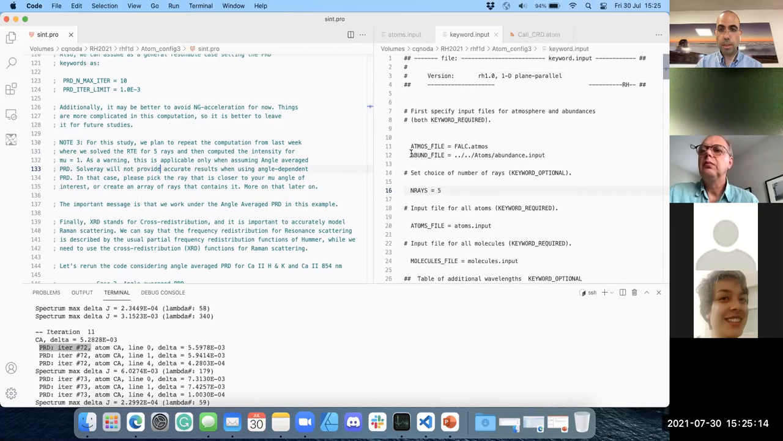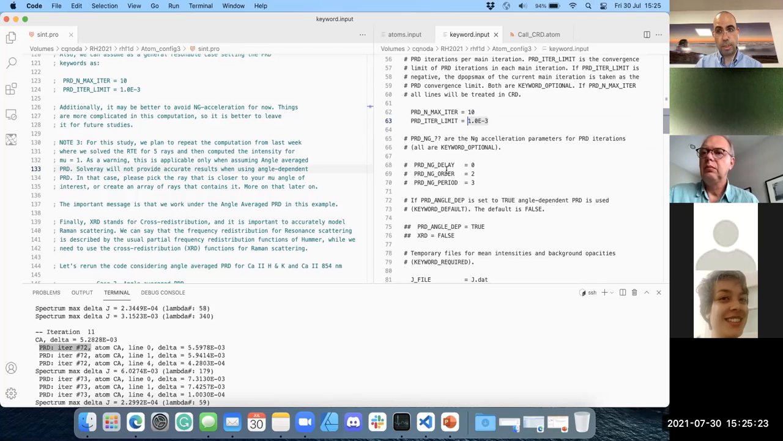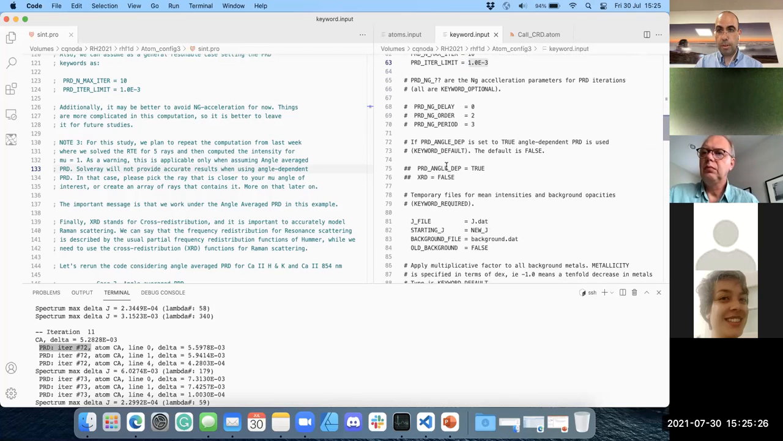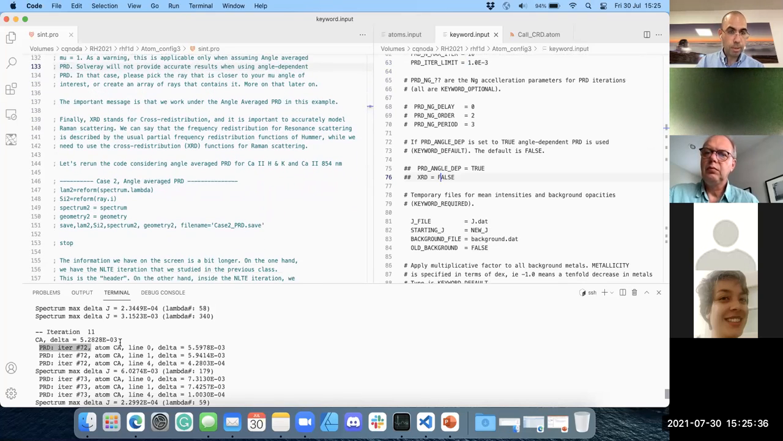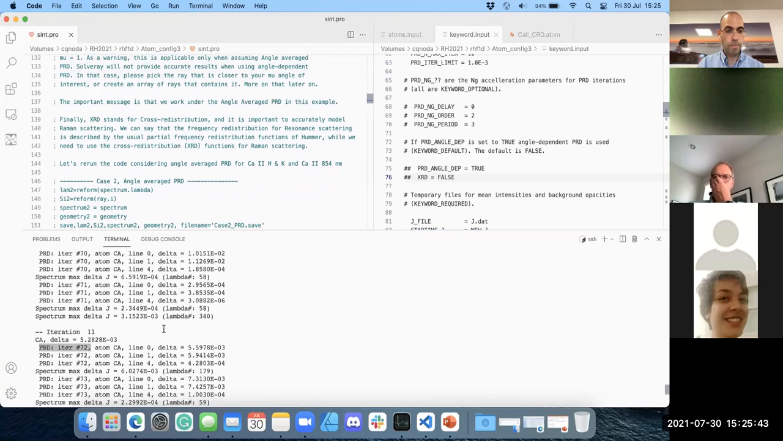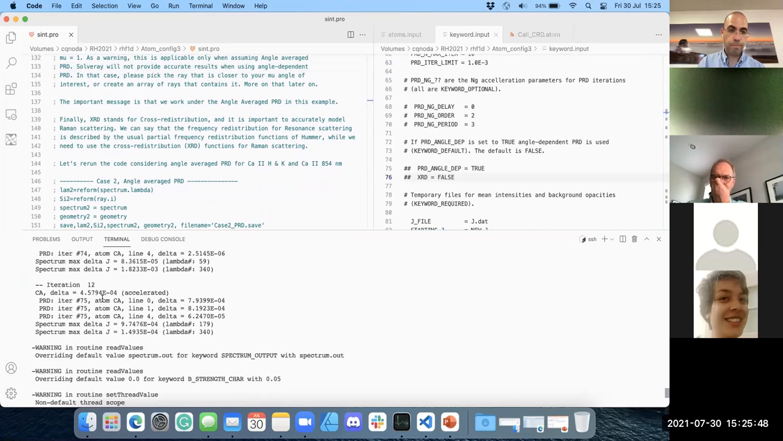So in the keyword.input, we specify a number of iterations and a reasonable limit. We don't use ng, and we are using angle average, that is default, and we don't include cross redistribution. Okay. So then I run the code as I did, and I'm going to save the file. We will use this later, but let's start to check what is on the screen. So we have that the code reached convergence in iteration 12.